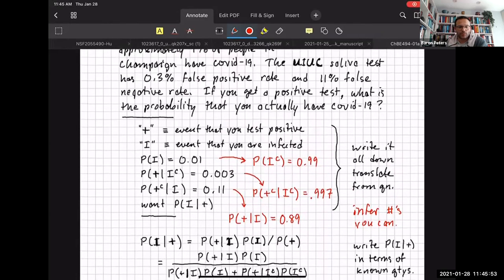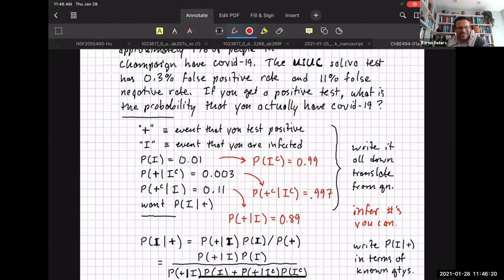It says that the prevalence of infection, that probability that a given person is actually infected, is 1%. That's a difficult thing to estimate in itself, but we're going to take the estimates that are available now. We also are given that the probability that you will test positive, given that you aren't infected, that's your false positive rate, is 0.003.